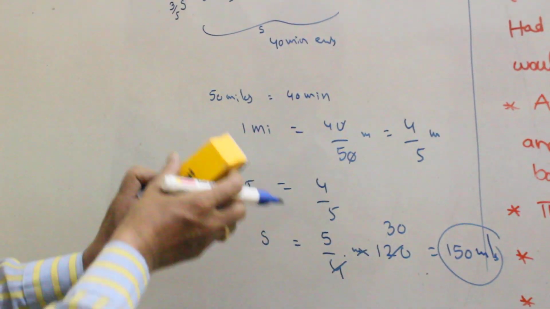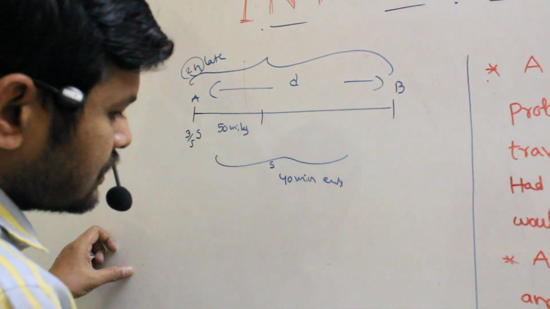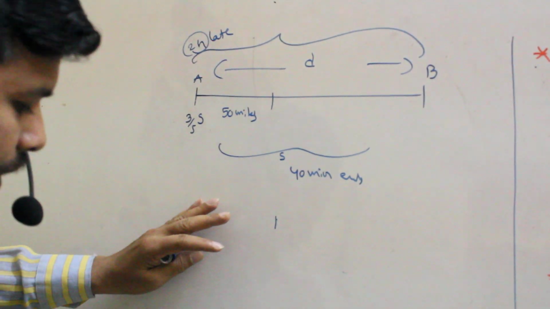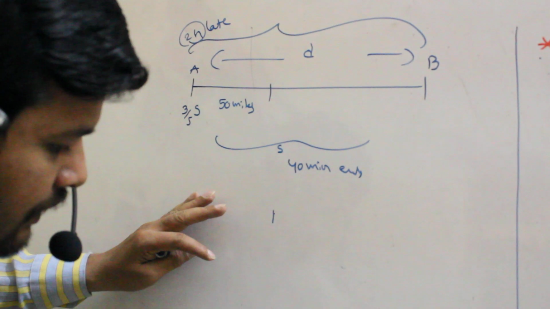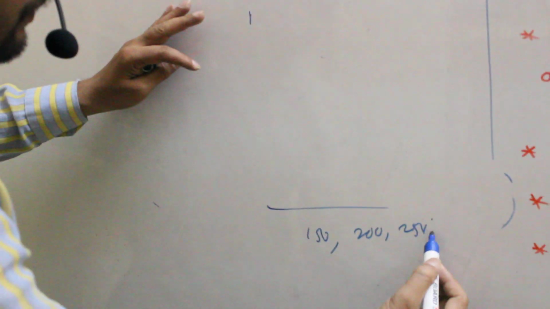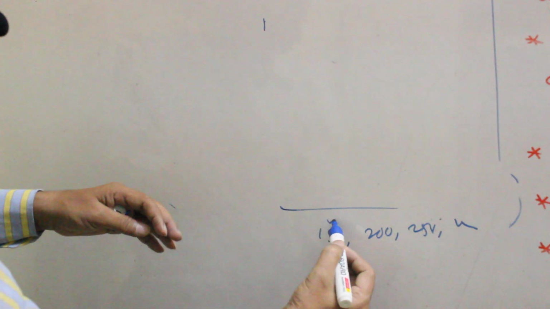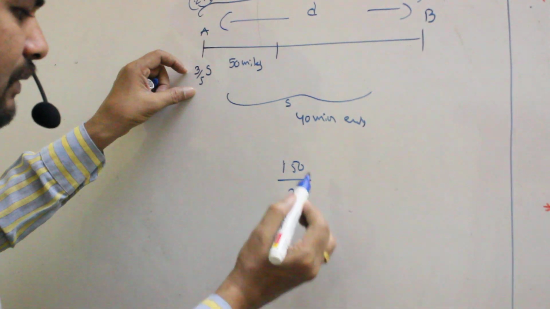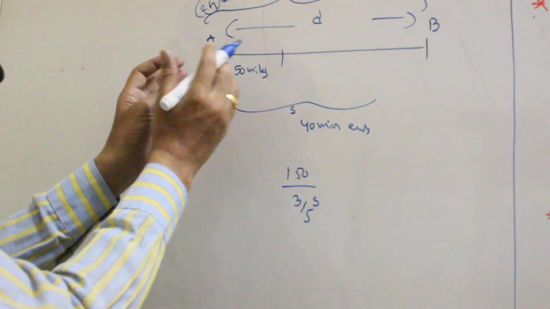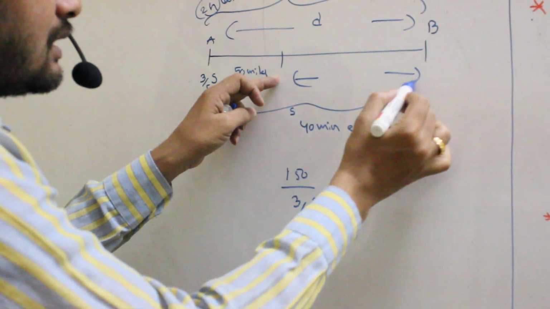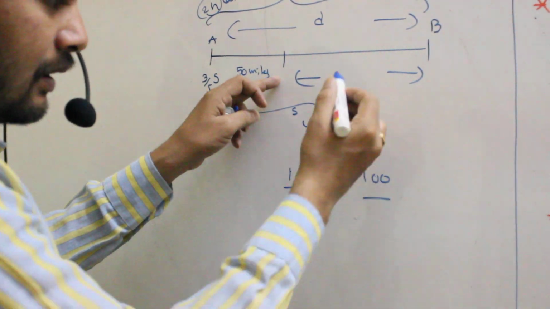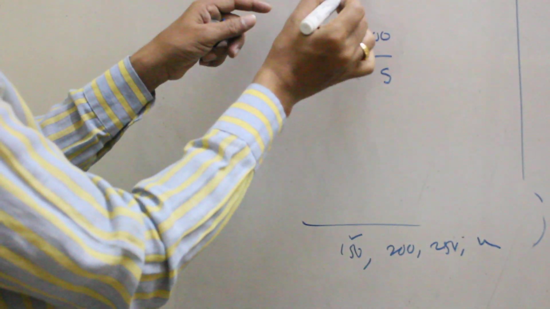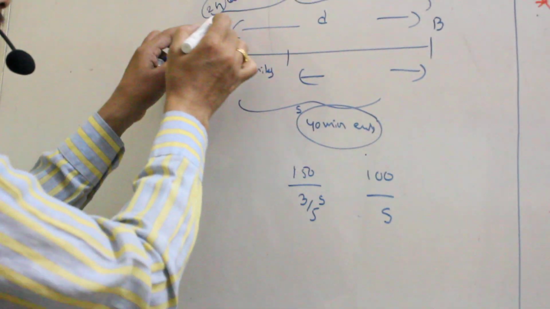Coming to the alternative method, just observe this one. First, the total distance you don't know. Pick up from the options: 150, 200, 250 and none of these. The total distance is taken as 150. First of all, moving at 3/5th of the speed. Next, after 50 miles, the remaining distance is 100. The next speed is S. Distance by speed. 40 minutes early, 2 hours late.